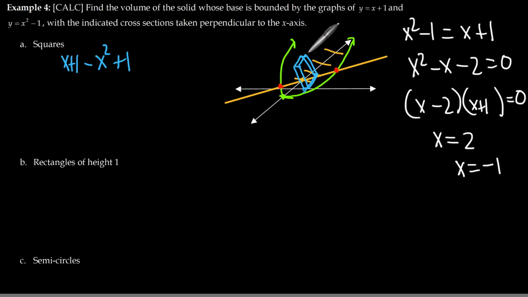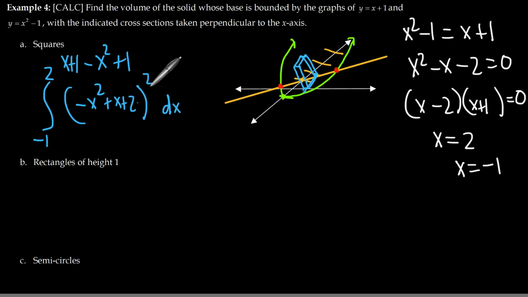Now, it's a square, so that means this side will be the same as that side. So we need to take negative x squared plus x plus 2, and we want to square it. That's going to give us the area of this square, and then we multiply it by dx to get the volume. And then we want to integrate this from -1 to 2. And then we let our calculator do the work. And once we do that, we get the answer, 81/10.